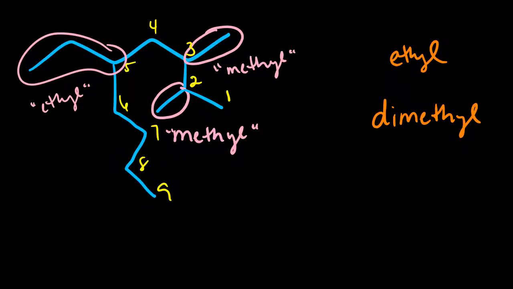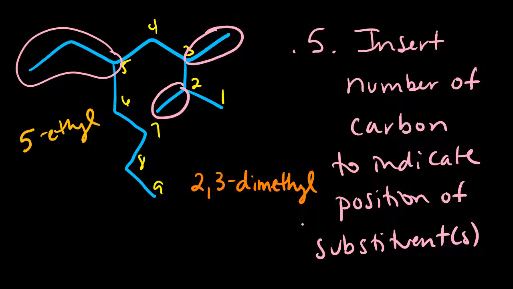Going back to our structure, we have an ethyl group and then the dimethyl to account for the two groups. And so we're going to alphabetize this based on the M in methyl and the E in ethyl. And of course, E comes before M. Then we will insert a number that refers back to the carbon on which each of these substituents are located. So our ethyl group is on carbon 5, and our two methyl groups are at the 2 and 3 position. So this is a 2,3 dimethyl.